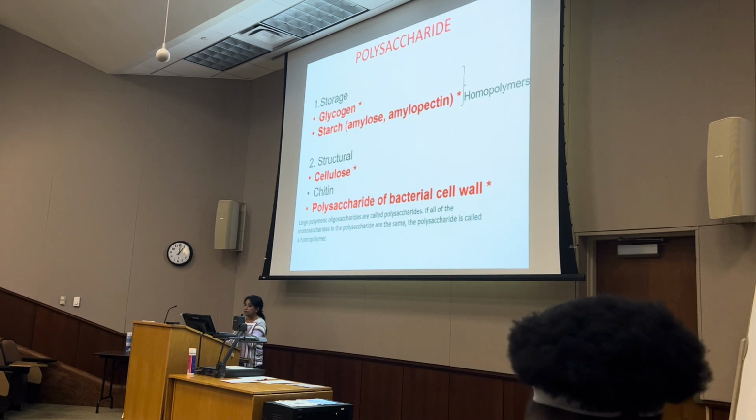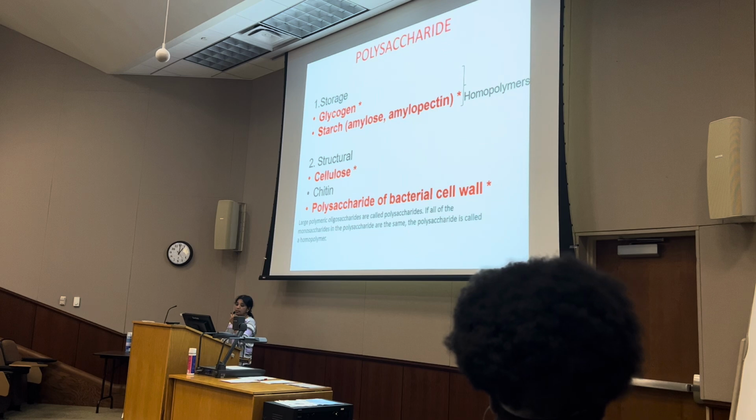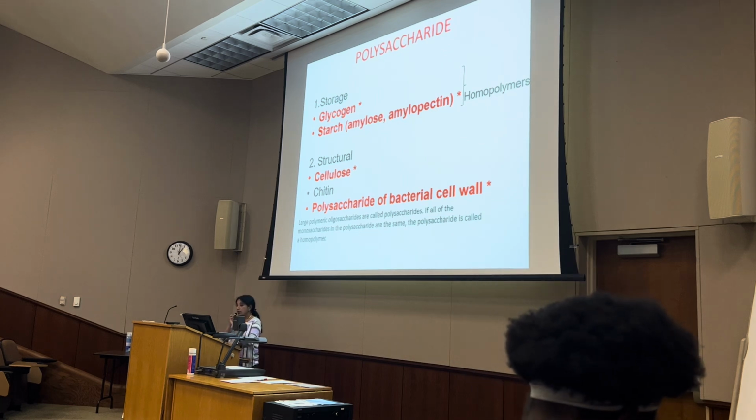Structural group, cellulose. The ones that are highlighted in red are the ones that I'm going to talk about today, but there are others. Cellulose is the structural form in plants, and then chitin is the structural form of polysaccharide found in insects. Then polysaccharides of the bacterial cell wall is something that I put in there because we're going to talk about penicillin and how that affects the bacterial cell wall synthesis.